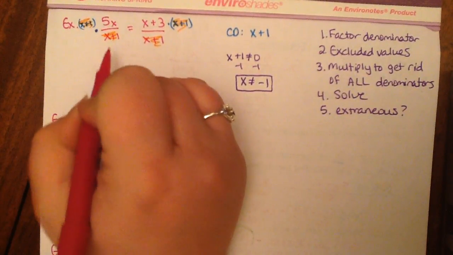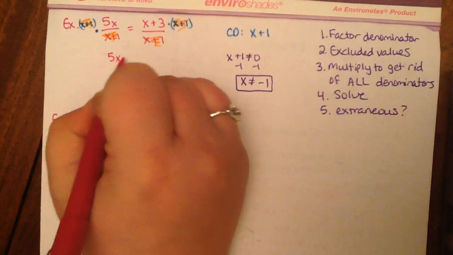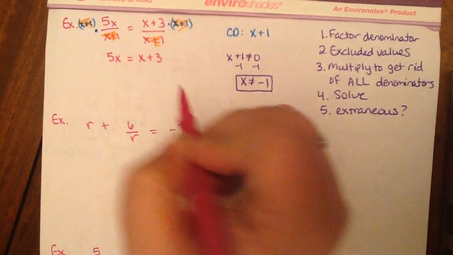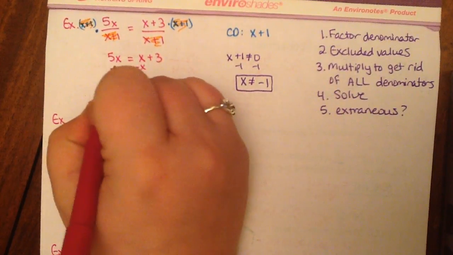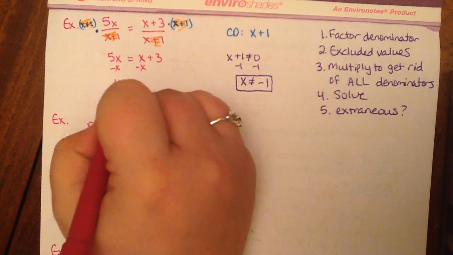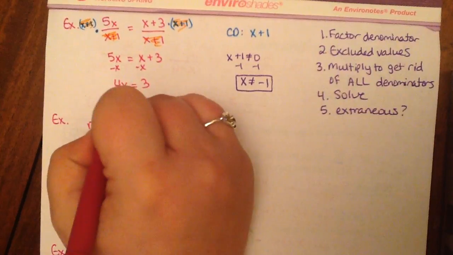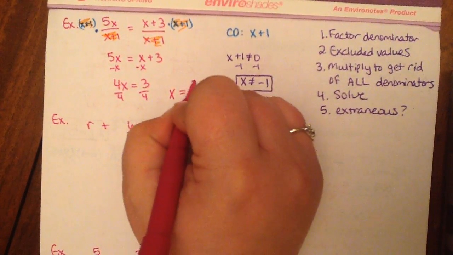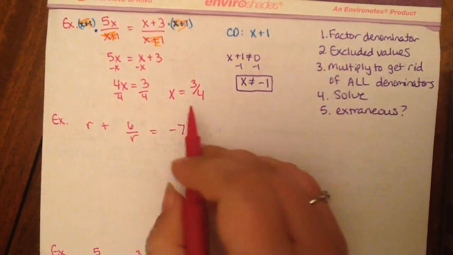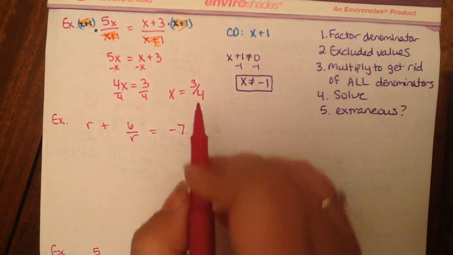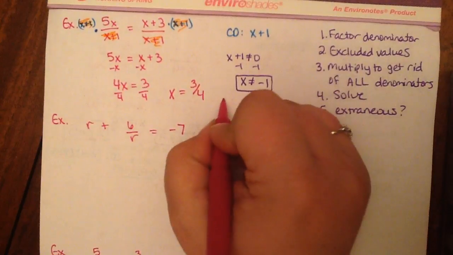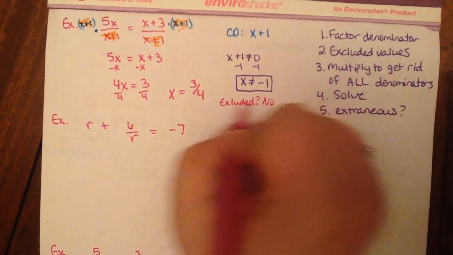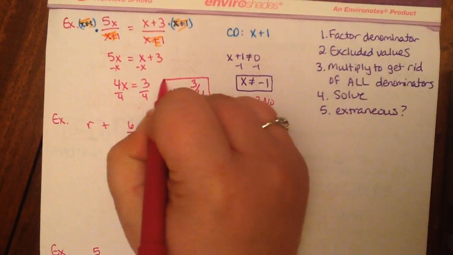Okay, so on this side, it looks like everything canceled except my 5x. On this side, it looks like I just have an x plus 3. So I need to move all the x's to one side. So I have 4x equals 3. Divide both sides by 4. And x equals 3 fourths. Now double check, is that my excluded value? So is it excluded? No, it's not. So that's my answer.